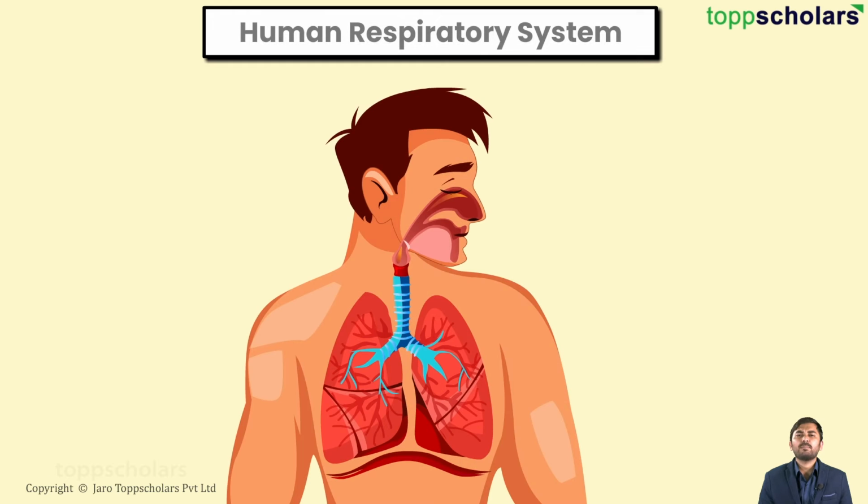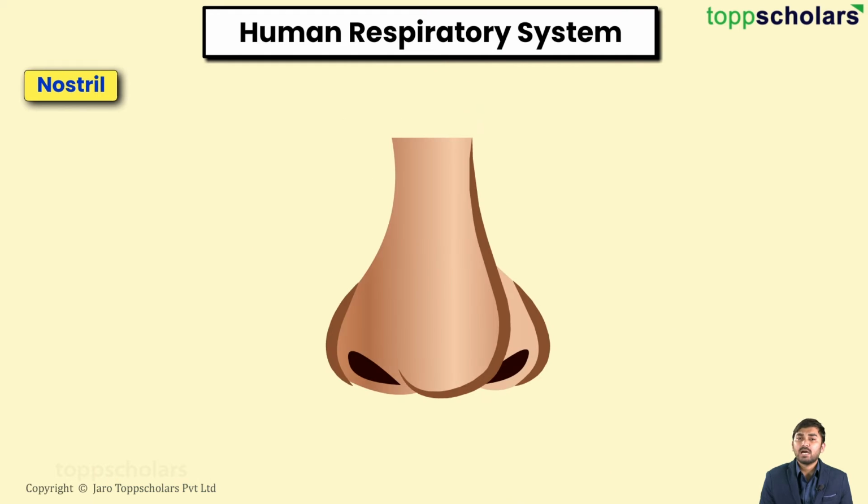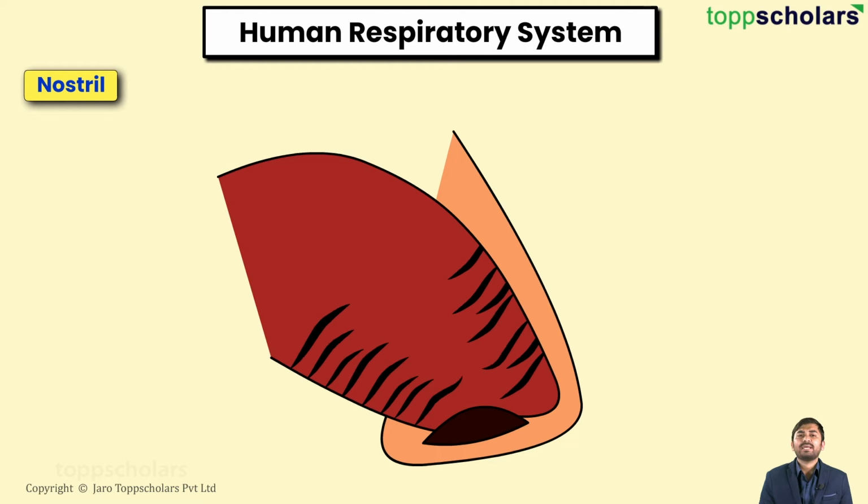First, we'll talk about the different parts of the human respiratory system and their functions. So we start with the nostrils. These are the two openings present at the lower end of the nose just above the upper lip. These open into the nasal chambers of the nasal cavity. The hair present in the nostrils prevents large particles from entering.